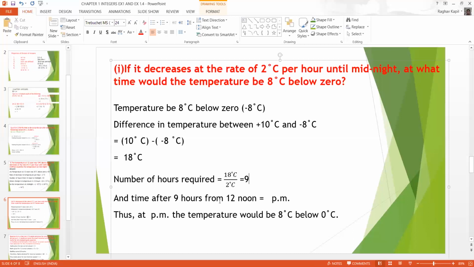And the time after 9 hours from 12 noon, it will be what? 9 p.m. Because from 12 noon, if we add 9 hours, it will reach 9 p.m. That's why we can say at 9 p.m., the temperature would be 8 degrees Celsius below 0 degrees Celsius.